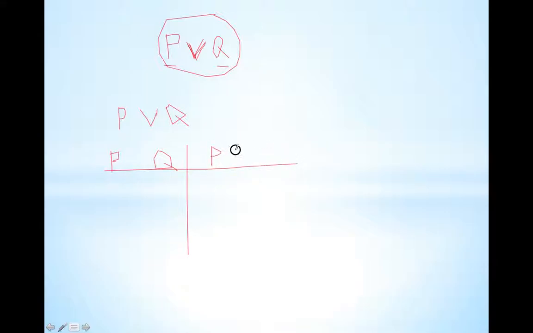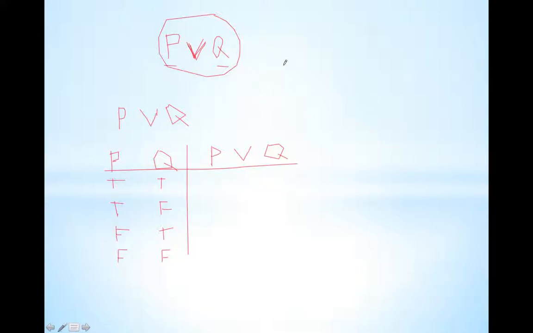Okay, so I'm just rewriting my statement over on the right, P or Q. So this is always the way the left is going to go. True, true, false, false for P, and then Q is going to be true, false, true, false.